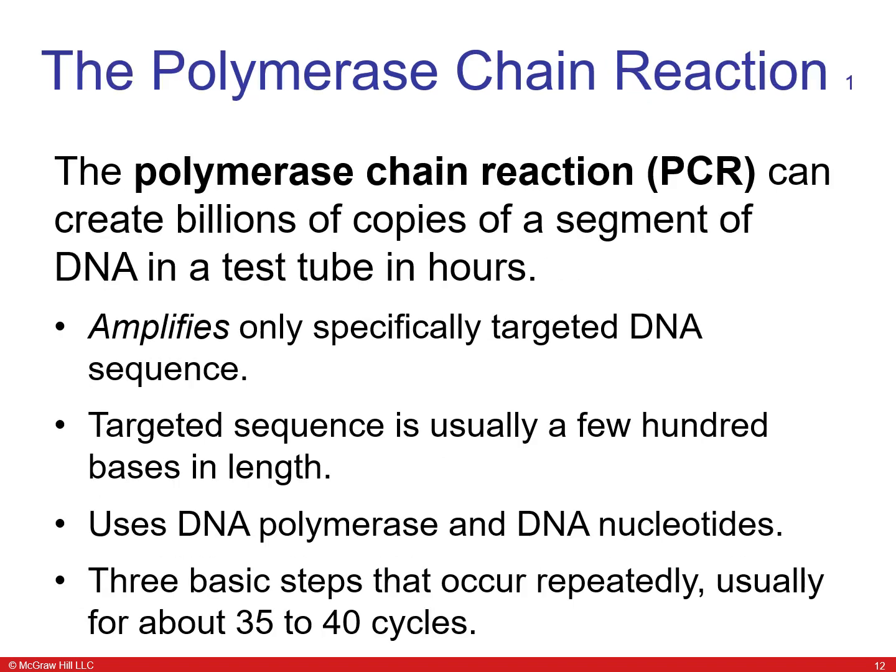So the polymerase chain reaction, or commonly called PCR, can create billions of copies of a segment of DNA in a test tube in hours. It amplifies only a specifically targeted DNA sequence. The targeted DNA sequence is usually a few hundred base pairs in length, though it can be up to a few thousand, and PCR uses DNA polymerase and DNA nucleotides, G's, A's, T's, and C's. There are three basic steps that occur repeatedly, usually about 35 to 45 cycles, and this usually takes about 3 hours.